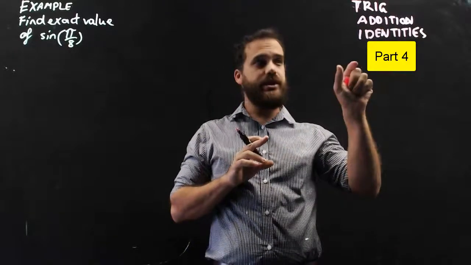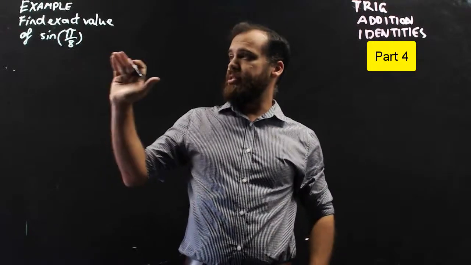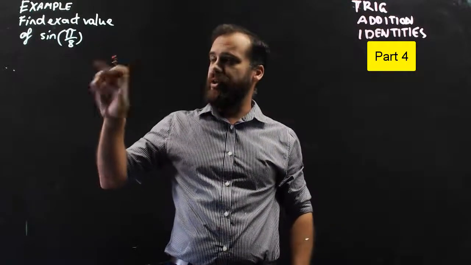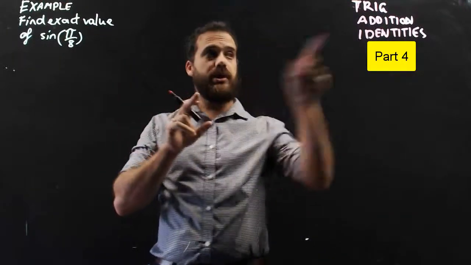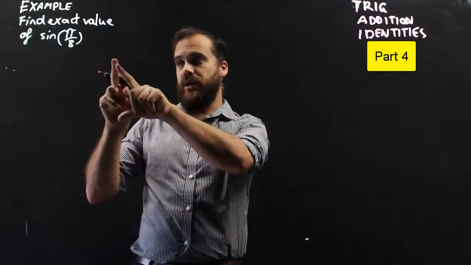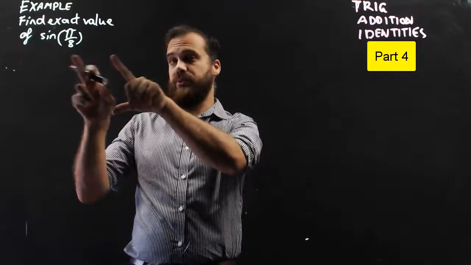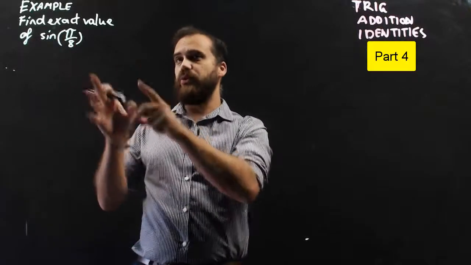Alright, so trig addition identities again, this time part 3. Now, example: find the exact value of sine pi on 8. In a previous example, you've seen that when we do our addition identities, we can split this up into two exact values that we know from our standard triangles, from our unit circle, and we can work from there.